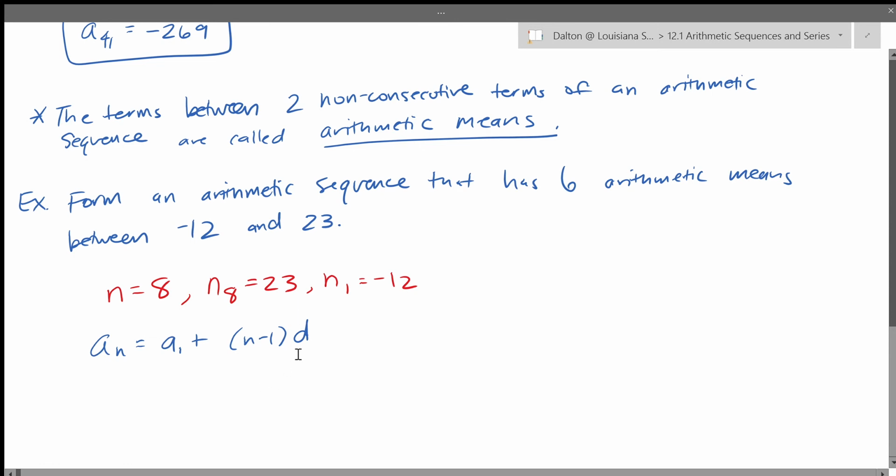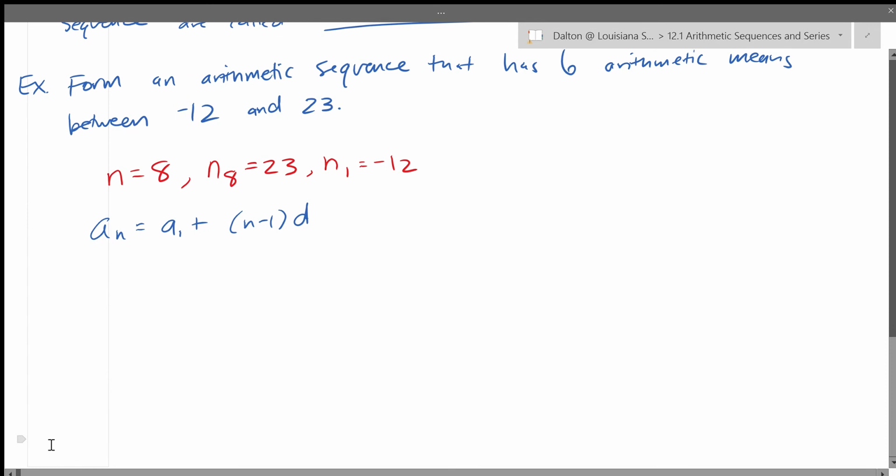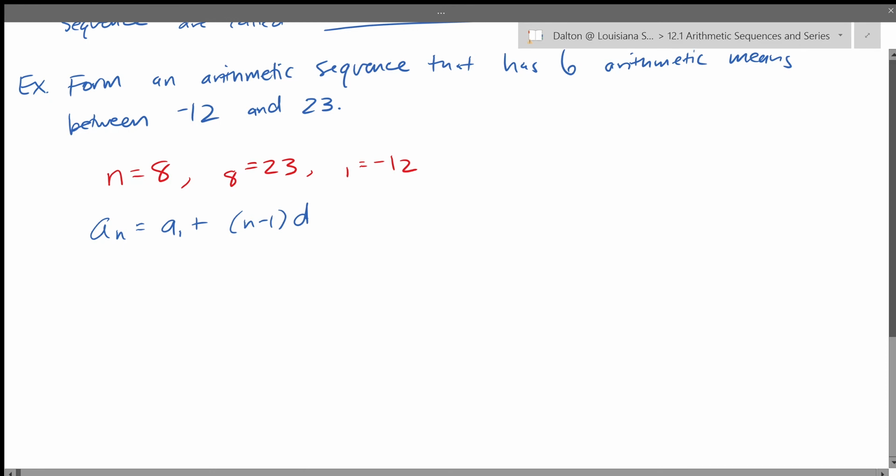But I don't know the common difference. That's what we're going to solve for. So if we use that formula, though, we can kind of work backwards. A sub n, the nth term in this case is a sub 8. Or sorry, I wrote n. I guess technically these are just a's. A sub 8, a sub 1.